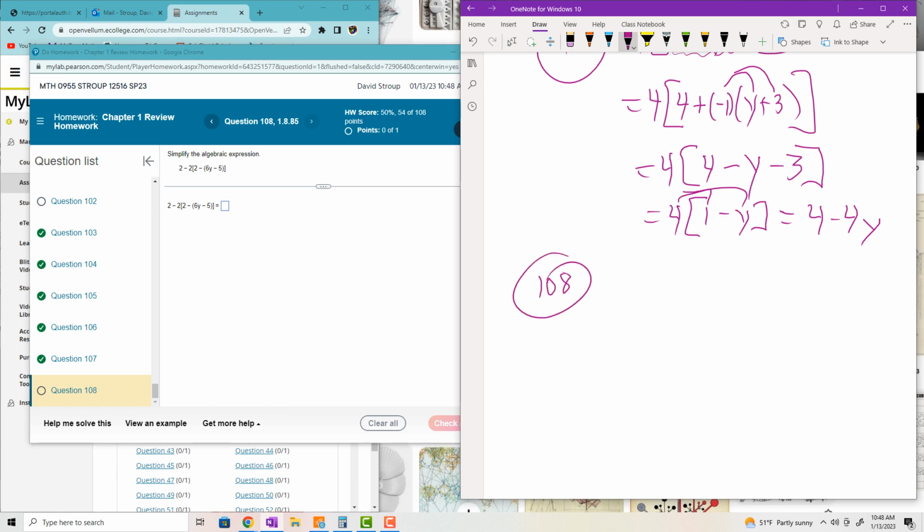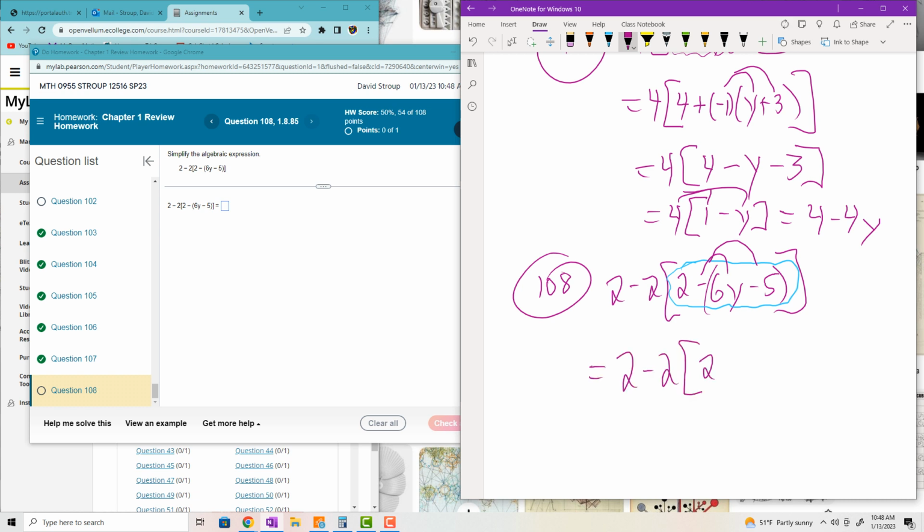108. 2 minus 2 times 2 minus 6y minus 5. Okay, and again, you're working inside out. So you want to work in here first. And to work in there, I'm distributing a negative 1. Or you can just think of it as distributing this negative. So this will be 2 minus 2 times 2 minus 6y, and then plus 5.